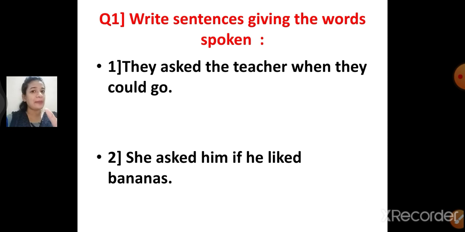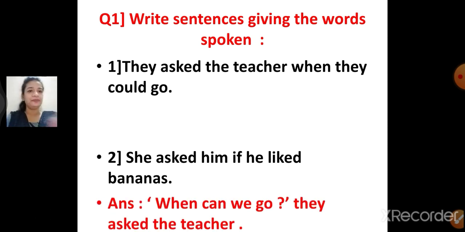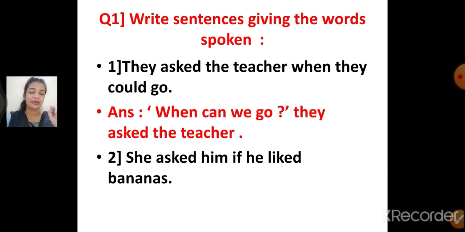And direct speech comes in inverted commas. So here we will put single inverted commas for the direct speech. And when can we go is an interrogative sentence, so we are going to put a question mark over here. They asked the teacher. See the first start, this will remain the same. When can we go? They asked the teacher. Let's see the answer. You can see the question mark.